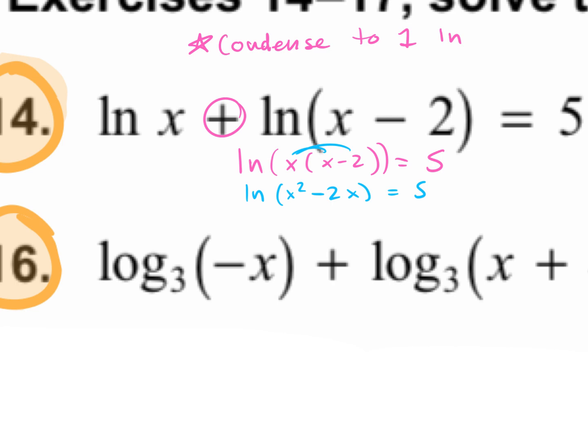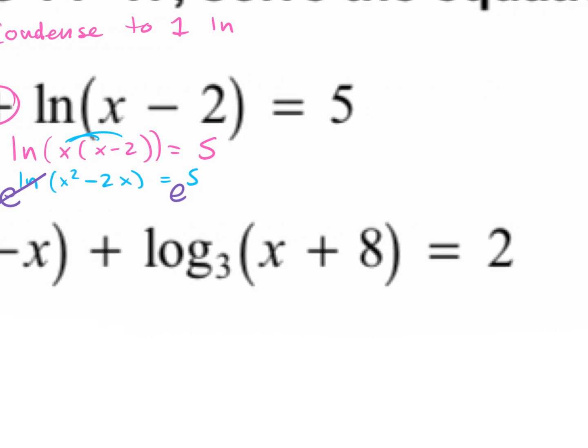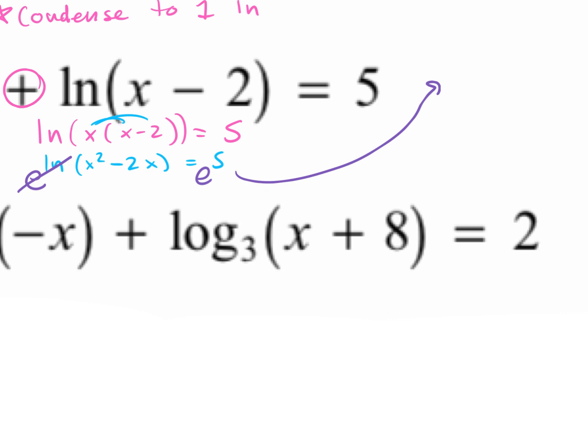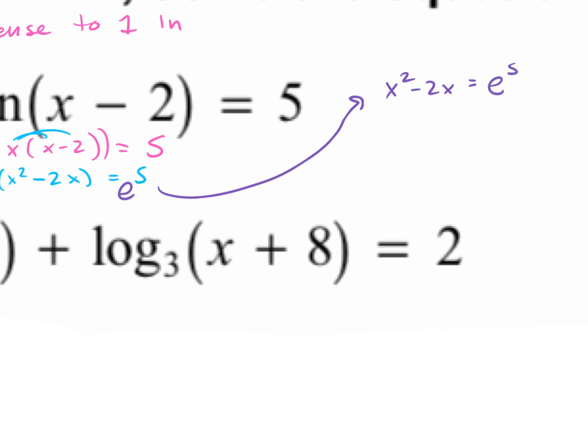How can I get rid of that ln? Make the big base e, because ln is log base e. So we make the big base the same as the little base. So I raise both sides with our big base e. So e and the ln cancel. I'm going to rewrite it over here so you have more room. So I'm left with x squared minus 2x is equal to e to the 5th power.